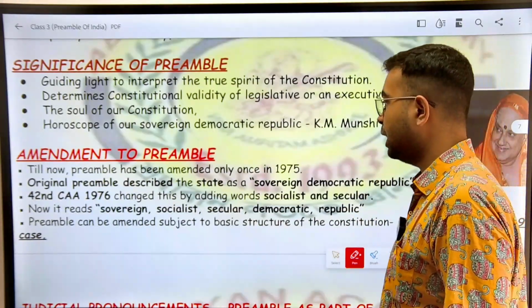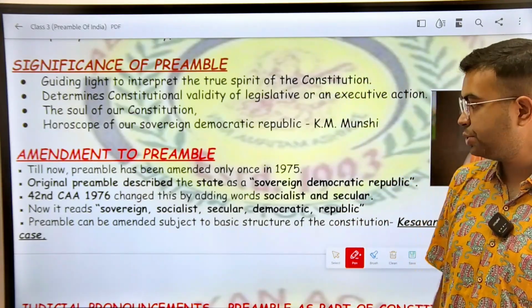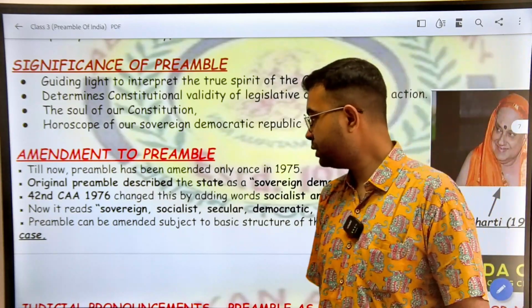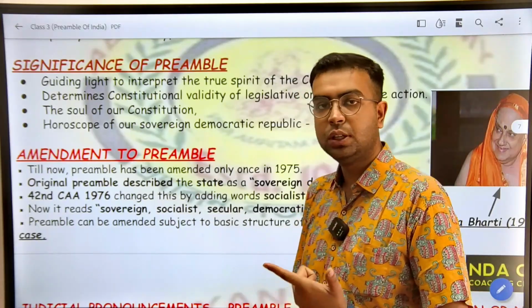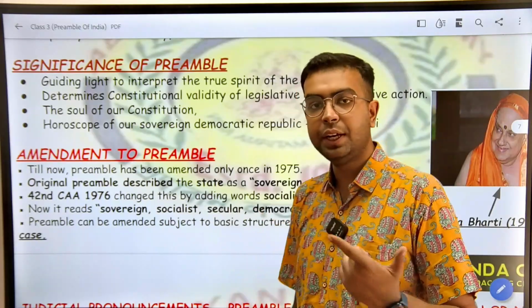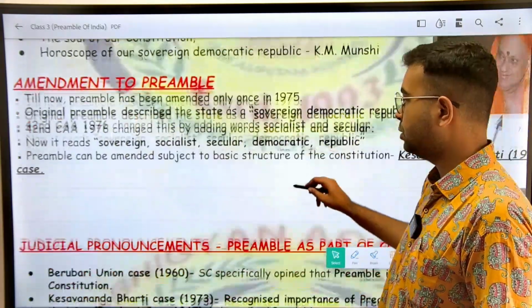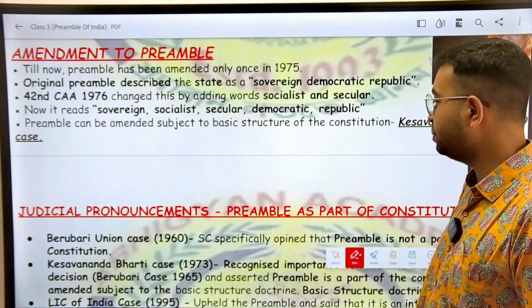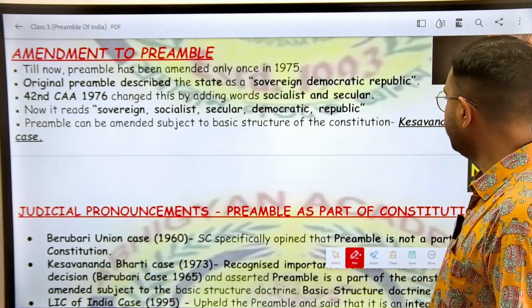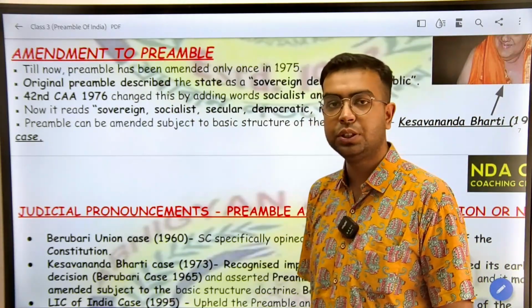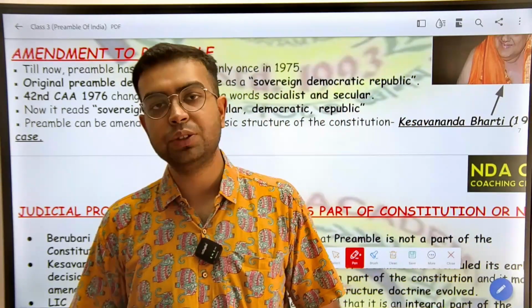Then, amendment to the preamble. One amendment was done, the 42nd Constitutional Amendment Act, in which the words socialist and secular were added in the nature of the state, and in the goals, in fraternity, unity and integrity of the nation was added. And can the preamble be further amended? Yes, the preamble can be amended further, but it should be made sure that the basic structure of the Constitution is not harmed. As I said before, I will discuss it further in the amendment chapter.